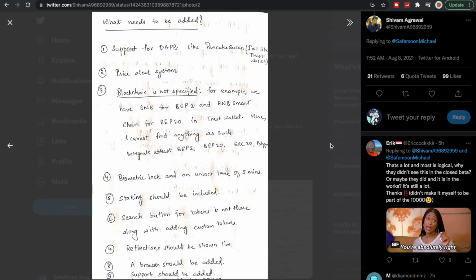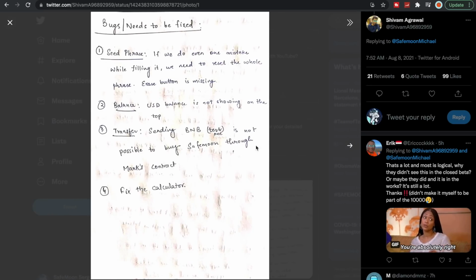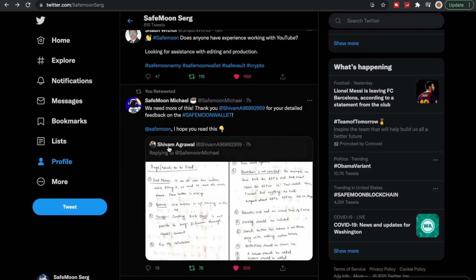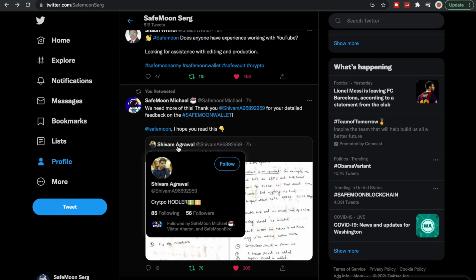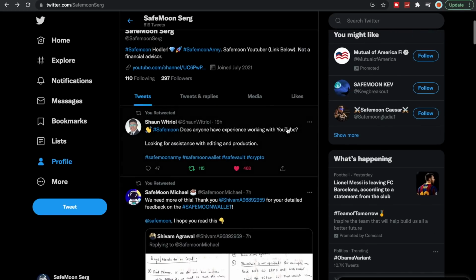So this is huge, and it's really giving us some insight on what does and doesn't work in the wallet as of right now, what's on there and what could be included. Keep in mind that now they're bringing on 5 new developers, that's huge. So thank you for sharing this, Safemoon Michael, and shout out to Shivam Agrawal. I'm sorry if I mispronounced your name, but it looks like Sean Wittrell put this out as well.